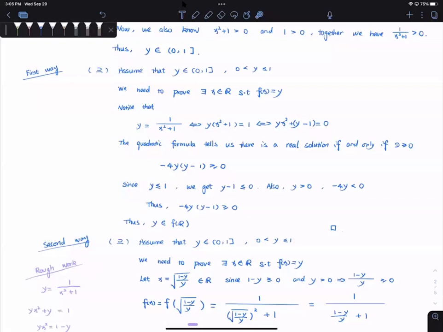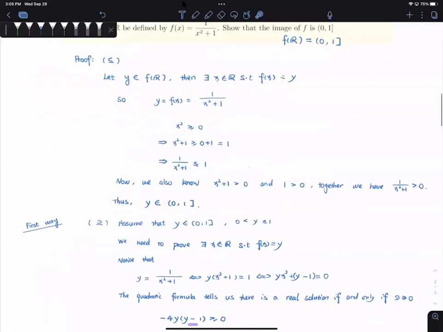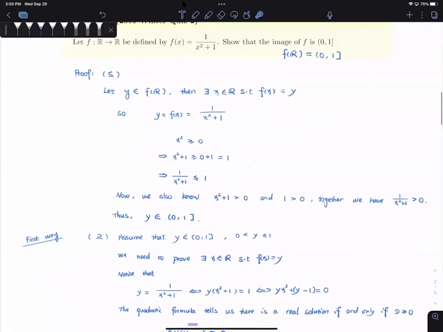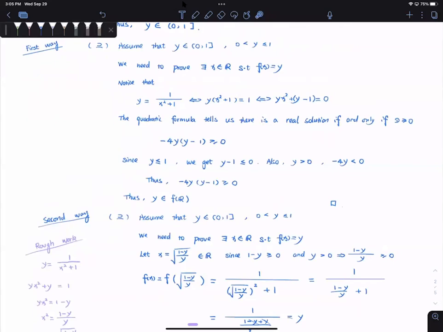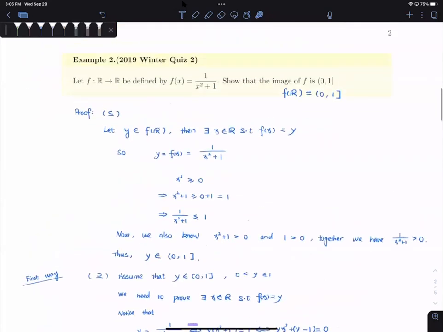So the first part I need to write first, and for the second we just choose one, right? Yeah, you can choose either way to prove the second direction, but the first direction you always have to have it.